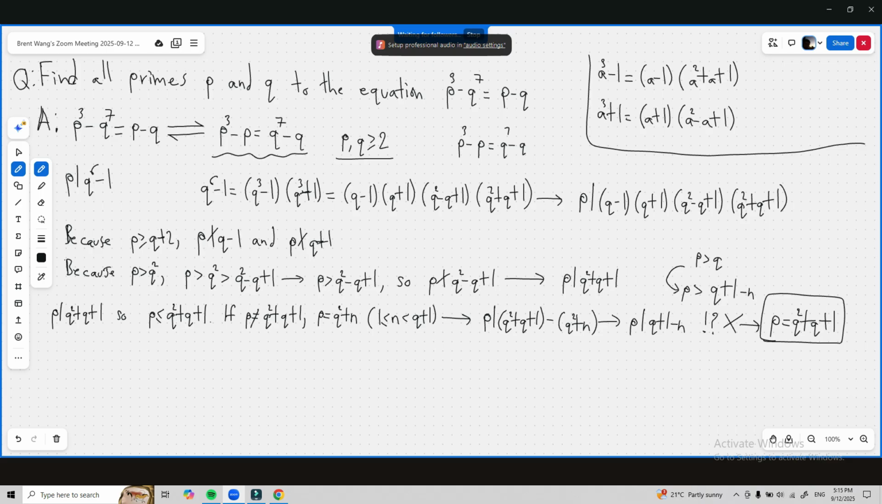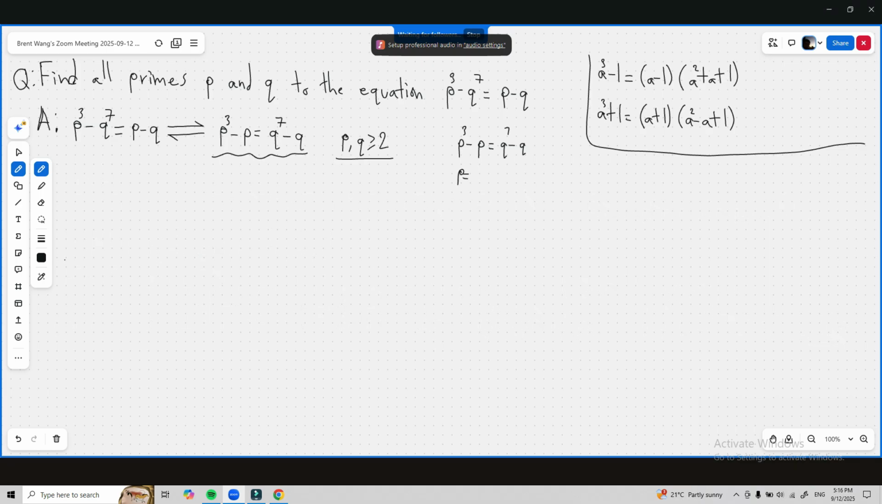So take note of this. Once again, I am going to erase the whiteboard. As mentioned, P is equal to Q squared plus Q plus 1. So we can plug this into our original equation. P cubed minus Q to the 7th is equal to P minus Q, so Q squared plus Q plus 1 cubed minus Q to the 7th is equal to Q squared plus Q plus 1 minus Q.